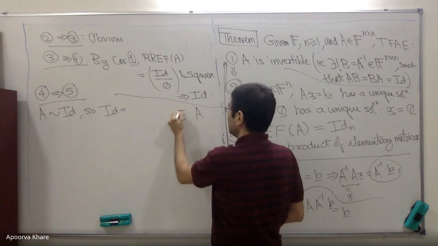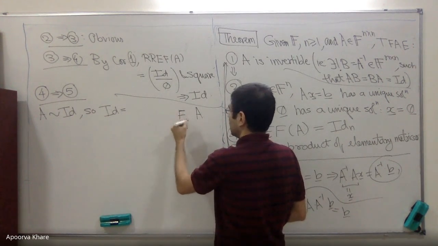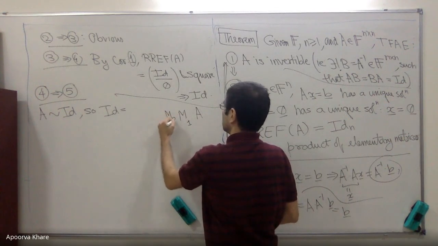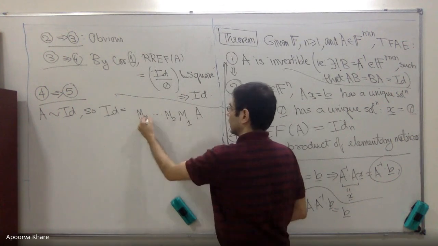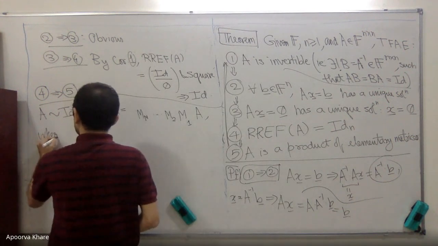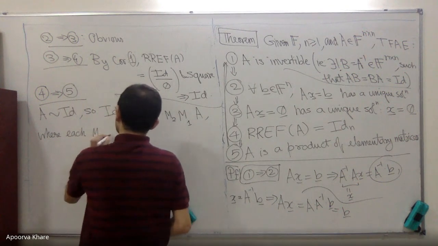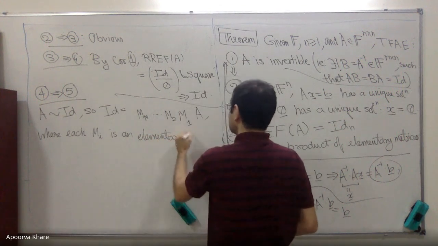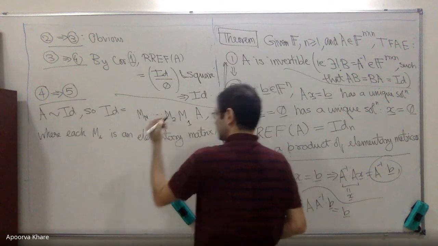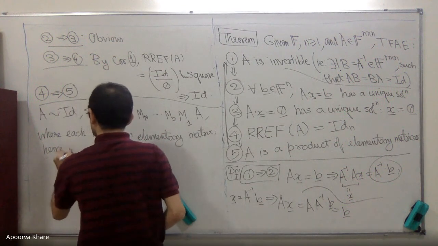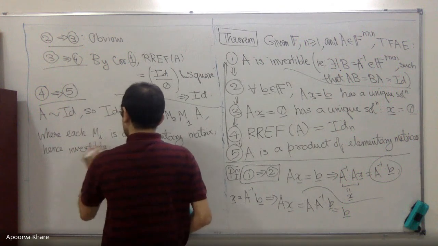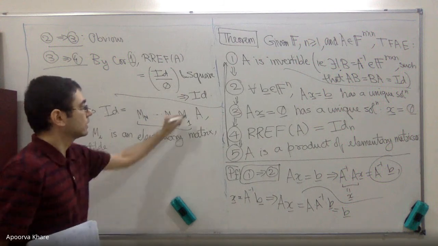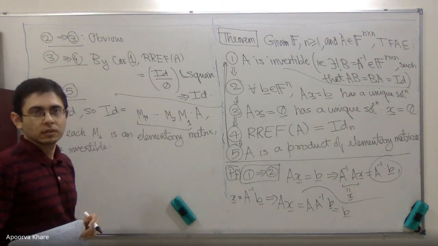So let's call them M1, M2, up to Mn, where each Mi is an elementary row matrix, hence invertible. But then what can you say about A itself? Well, this big product times A is identity. So this product is the inverse of A.